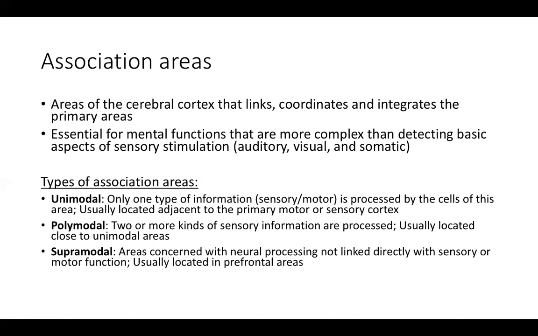The second is polymodal, and polymodal represents two or more kinds of sensory information being processed. These are usually located also close to the unimodal areas that are further processing the primary motor areas. Supramodal refers to areas that are processing not only the sensory or motor function, but are involved with prefrontal areas, such as the execution of function, decision making, and other even more complex functions that are not one or a few types of senses put together.